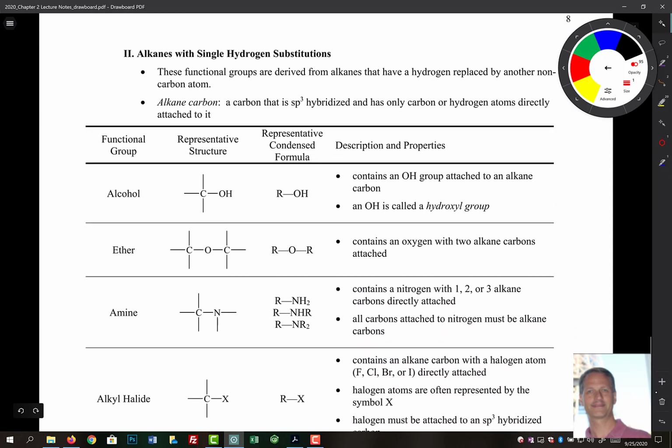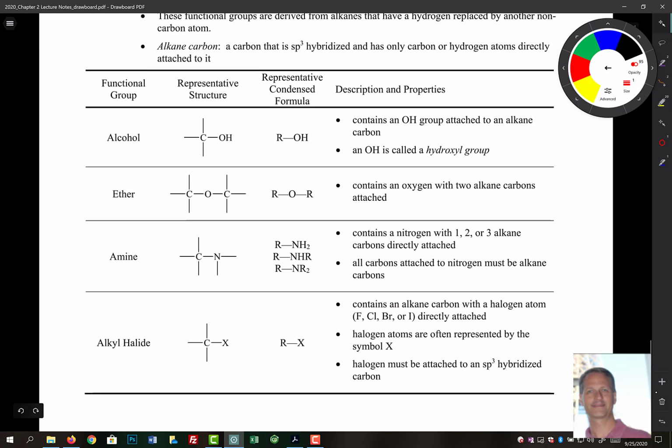Now, if we have a single hydrogen substitution here, we could have alcohols. So we'll cover alcohols this semester. Alcohols is when we have a hydroxy group or an OH group attached to us. And we can have an ether, which is a carbon-oxygen-carbon sandwich. You may have heard of diethyl ether before.